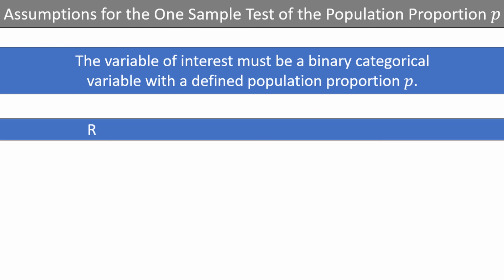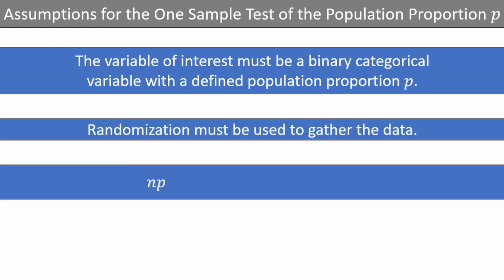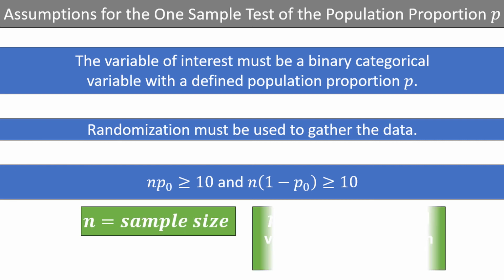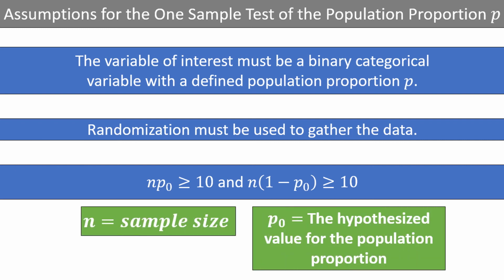Next, randomization must be used to gather the data. Also, n times p sub 0 and n times 1 minus p sub 0 must both be at least 10. N is just the sample size, and p sub 0 is the hypothesized value for the population proportion. This is so that the central limit theorem will apply, meaning we can use the z-distribution. Some instructors or books only require n times p sub 0 and n times 1 minus p sub 0 to be at least 5 instead of 10.